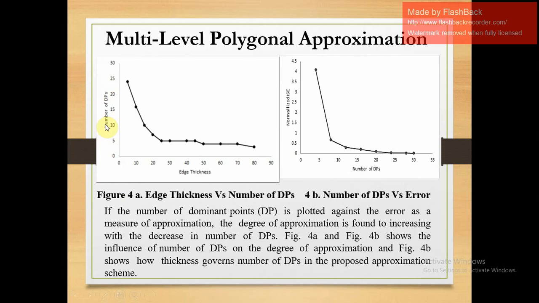Here we can see how the number of dominant points and the edge thickness vary as we change either one of them. We have seen that if the number of dominant points increases, then the thickness decreases, and vice versa. We can also see here that as we increase the number of dominant points, our error decreases, that is, our approximation becomes less. And if we decrease the number of dominant points, then we are approximating the shape more, and it does not give us an appropriate result.